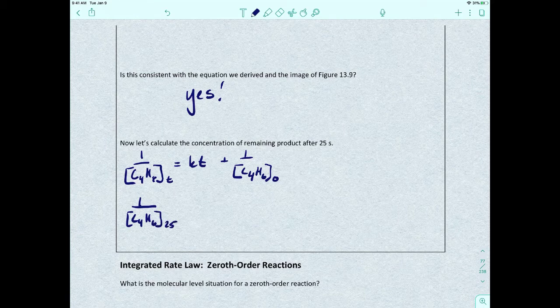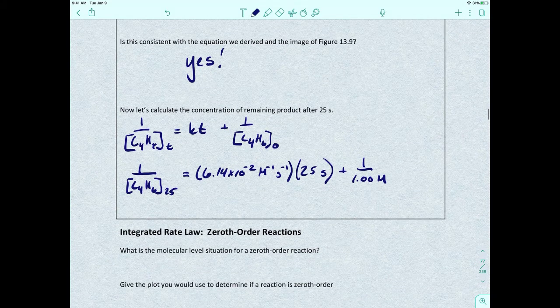Okay, at 25 seconds. That's equal to K, which we know, that's 6.14 times 10 to the minus second molar to the minus first second to the minus first. T, we know, is 25 seconds. Plus the initial concentration. So I'm going to use the initial concentration from the problem, 1 molar. All right. So let's try to clean this up a little bit. So 6.14 times 10 to the negative second times 25 seconds. So that stuff gives us 1.535.